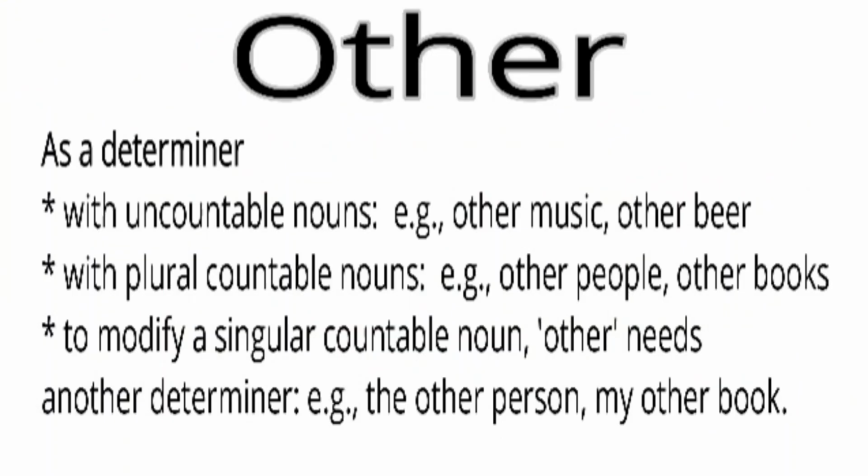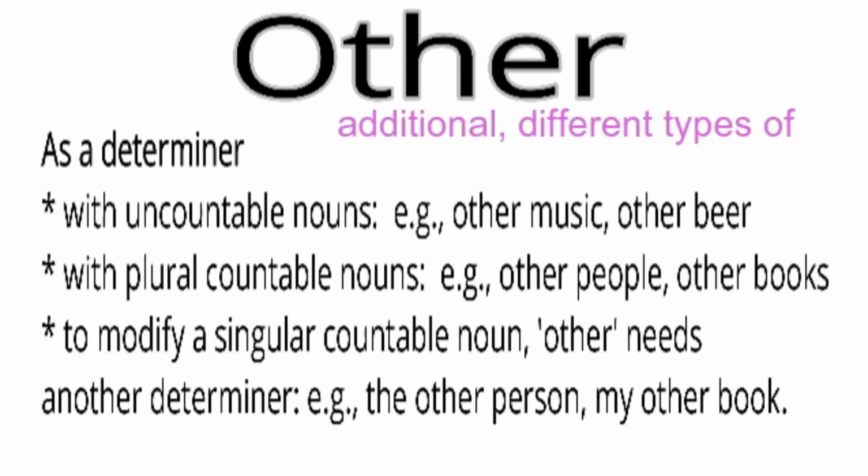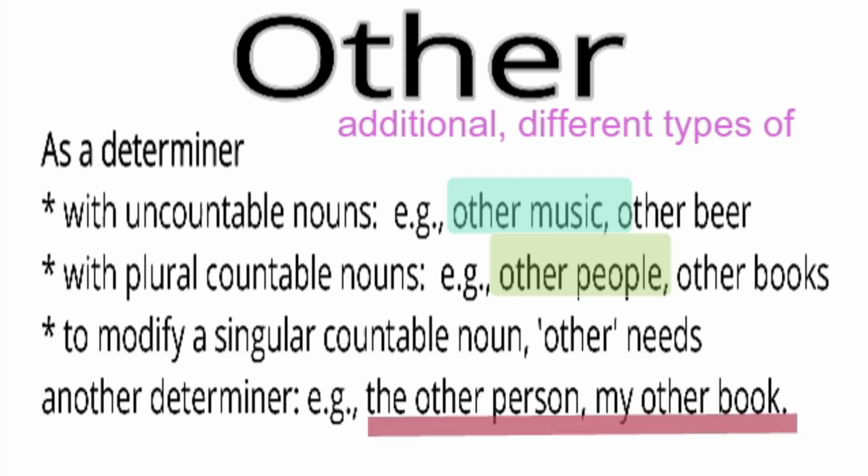Other. Other means additional or different types of. As a determiner, other can modify uncountable nouns and plural countable nouns. For example, other music, other people. Other cannot modify a single countable noun by itself. To do that, it needs another determiner in front of it. For example, the other person, my other book.